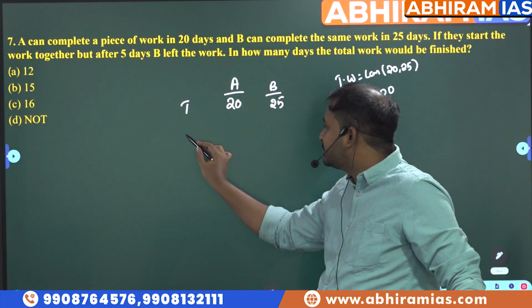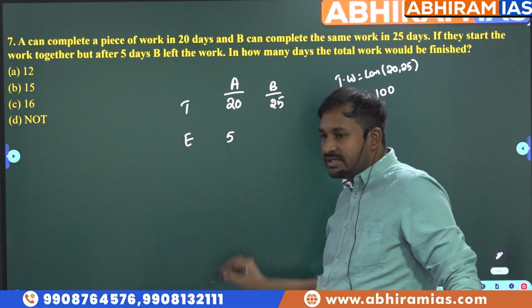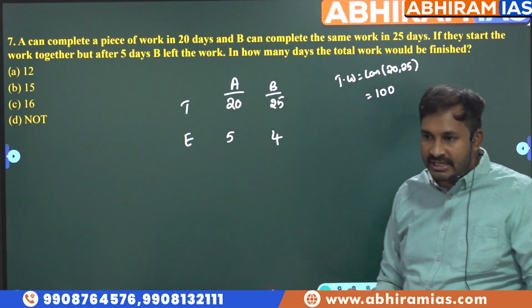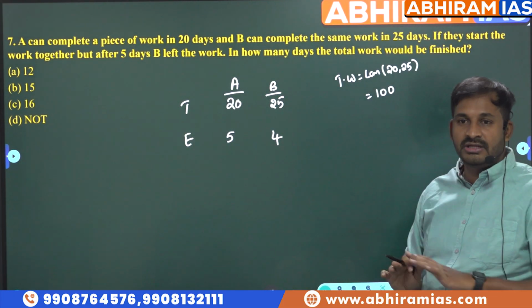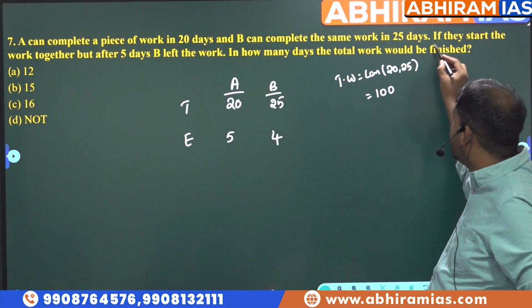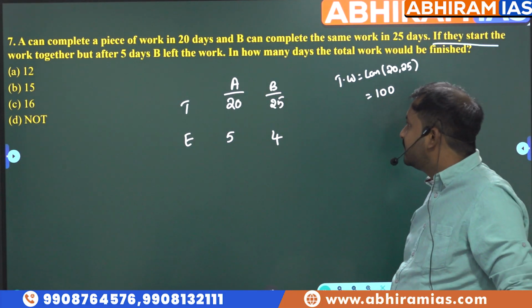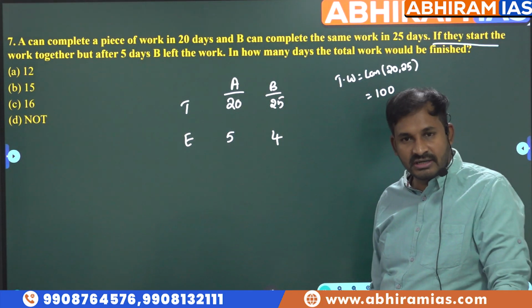Now, tell me what is the efficiency of A here? 100 by 25. What is the efficiency of B? 4. Right? This is the data which we came to know. Now, the question, they are not working together from the first to last. They have given some cases. If they start the work together, but after 5 days B left the work, in how many days the total work will be finished? That is the question, right?